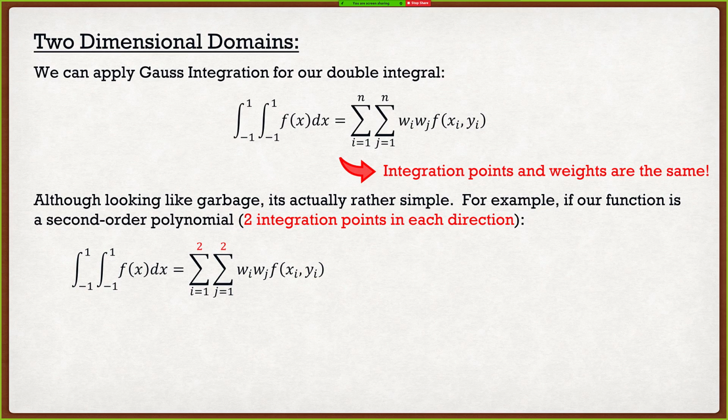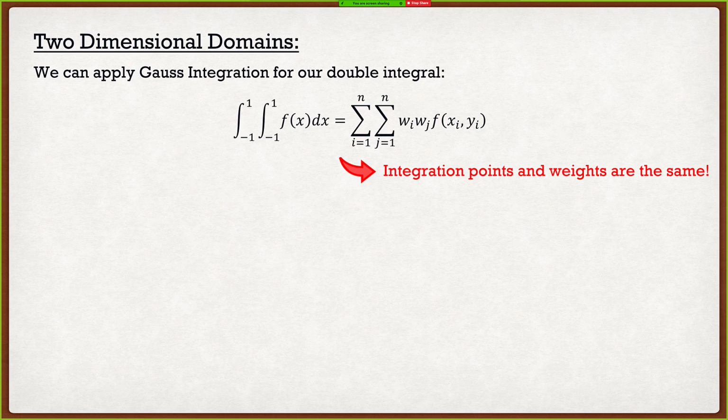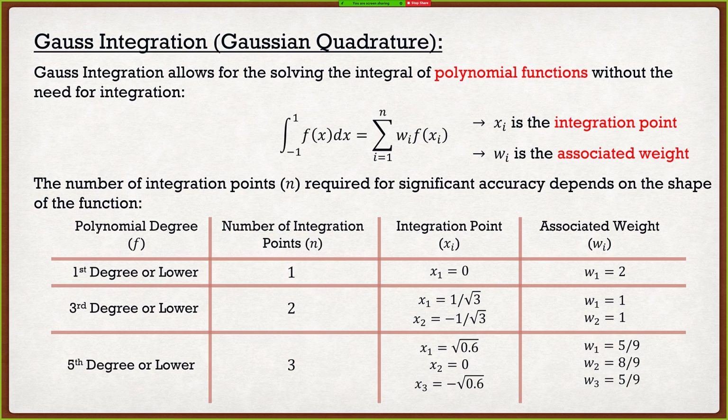So if I have 2 integration points in each direction, then that n at the top of my summations is going to be 2. Now, if I were to expand this out, I get the following right here. Now, if I look at this, W1, W2, again, those come directly from my table. I know what W1 and W2 are. If I were to go back to my table, and I had a second order polynomial, what are W1 and W2? What are my weights for a second order polynomial?